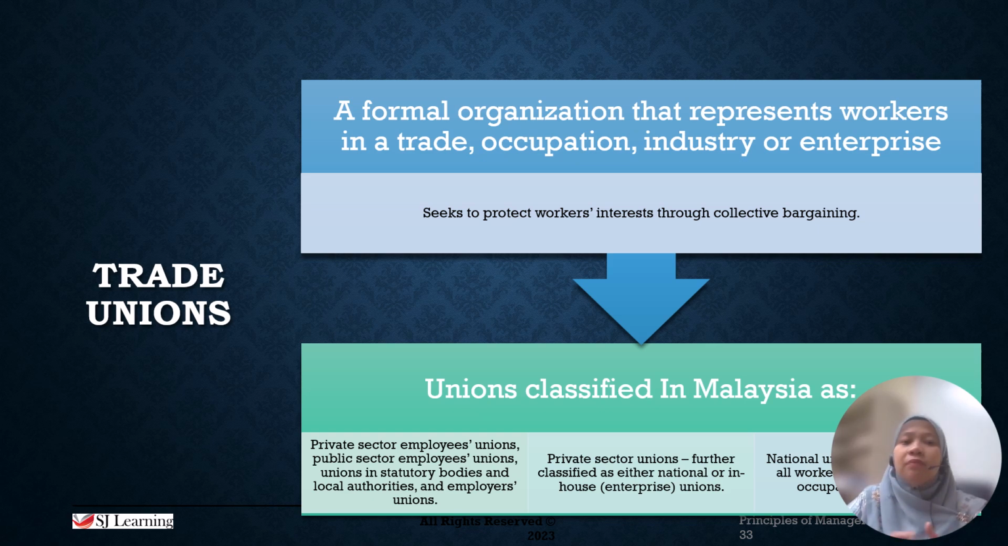Trade union is a formal organization that represents workers in a trade, occupation, industry, and also enterprise. So they seek to protect workers' interests through collective bargaining. And unions classified in Malaysia consist of private sector employee unions and public sector employee unions. They have specific statutory bodies and local authorities, and employers' unions. So it can be either a national or an in-house enterprise union.